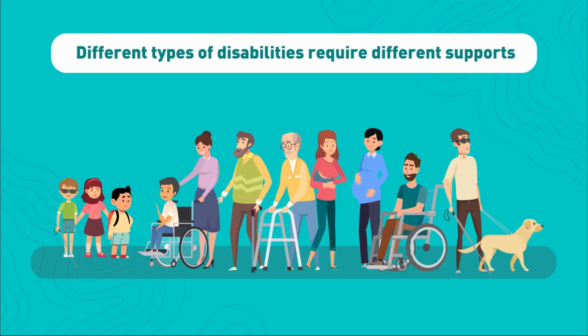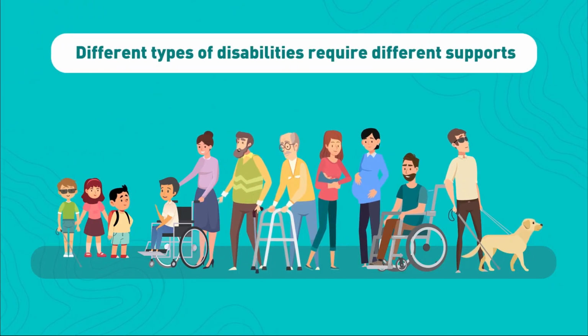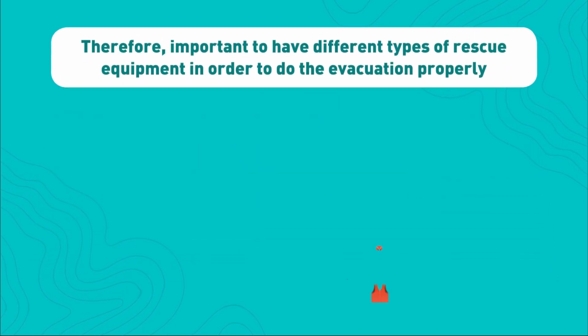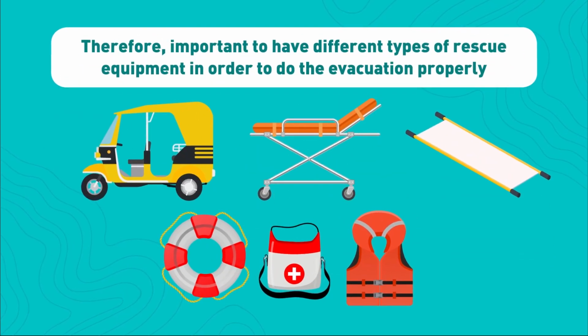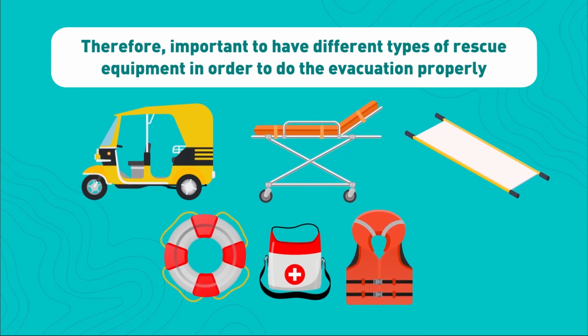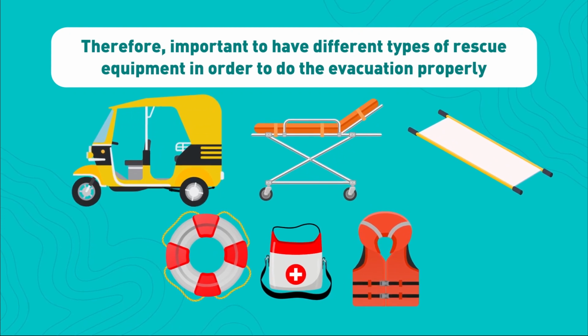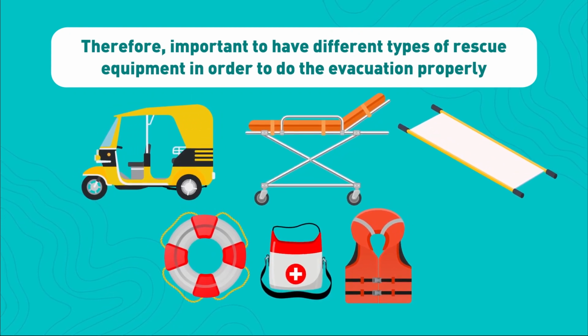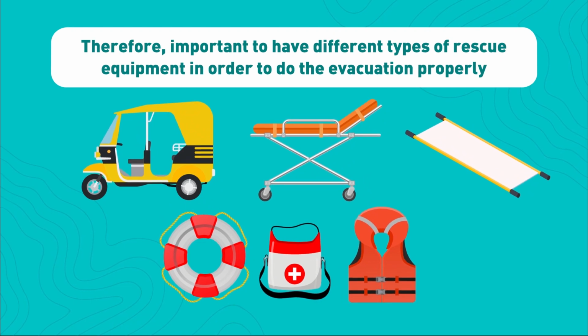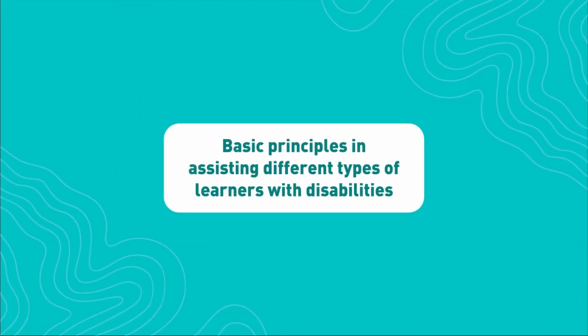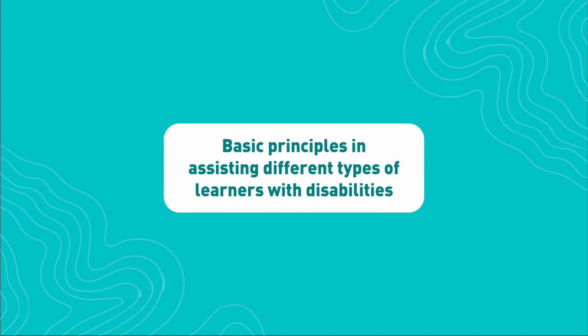As explained before, different types of disabilities require different supports. Therefore, it is important to have different types of rescue equipment in order to do the evacuation properly. For example, the evacuation team should provide rescue equipment that can assist learners with disabilities during the evacuation process, such as 3-wheels vehicles, stretchers, life vests of various sizes, and so on. You should also learn the basic principles in assisting different types of learners with disabilities.